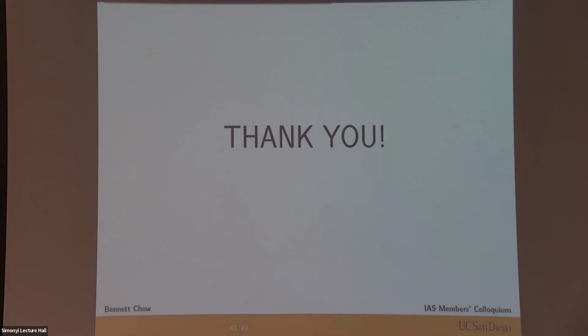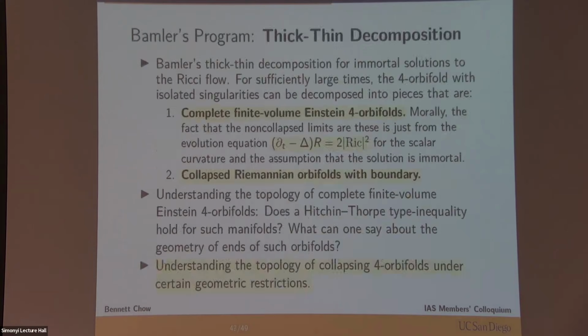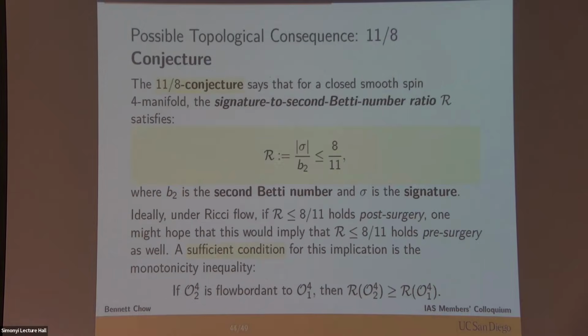Thank you. Are there any questions? Sorry, can you just tell us that 11/8 conjecture again? Yeah, so it's not too much signature compared to the Betti number. So for K3, B2 would be 22, signature would be 16, so that would be the equality case.